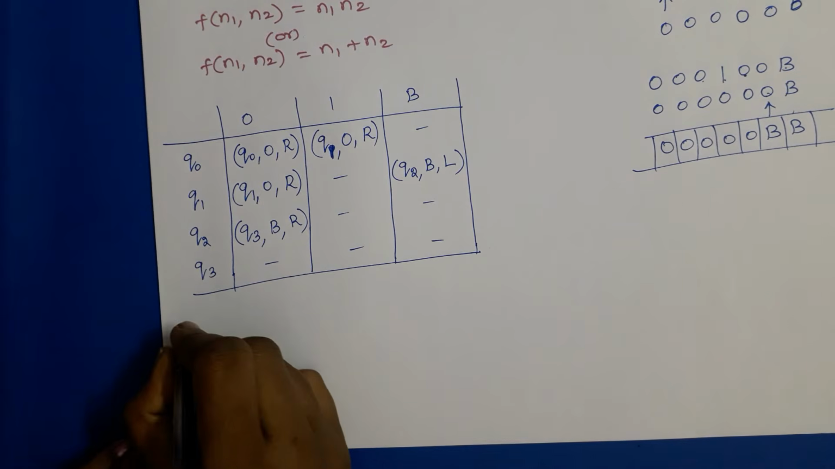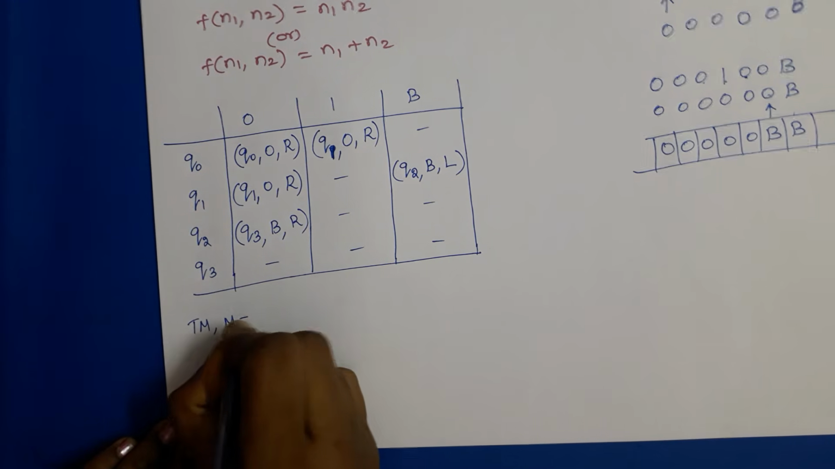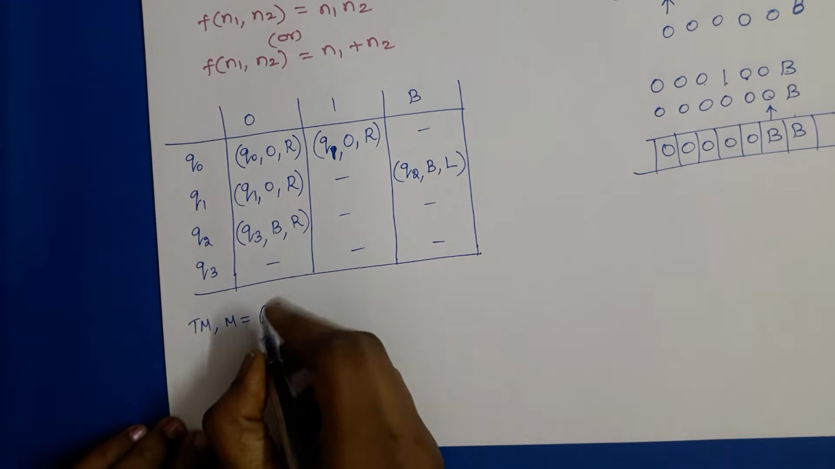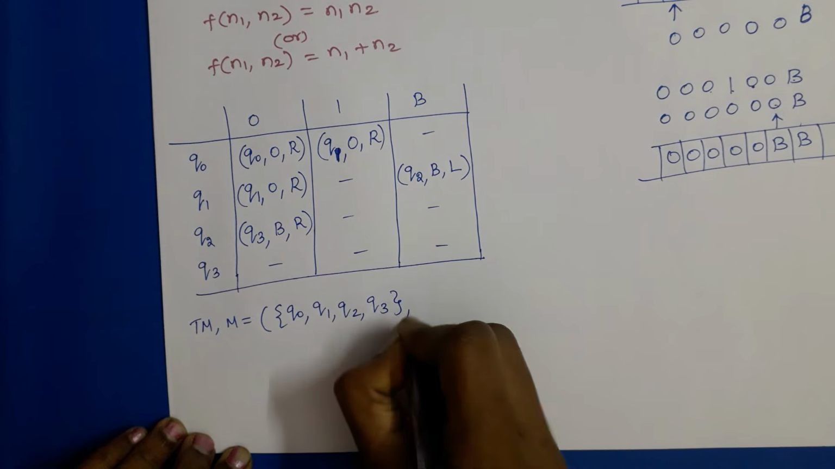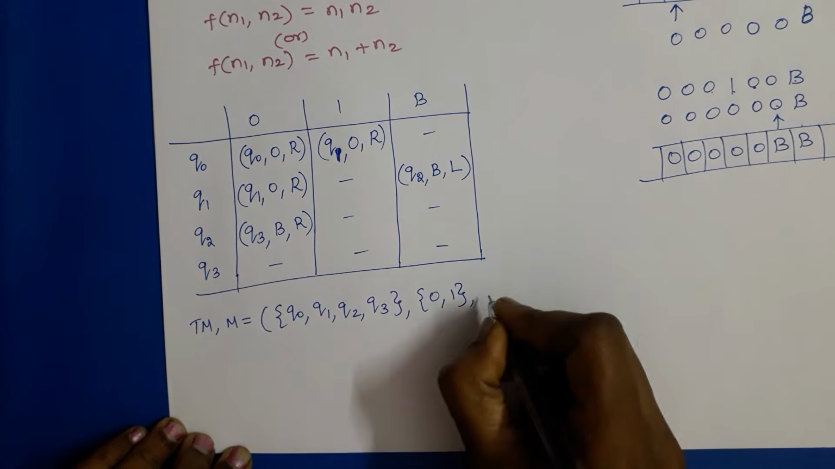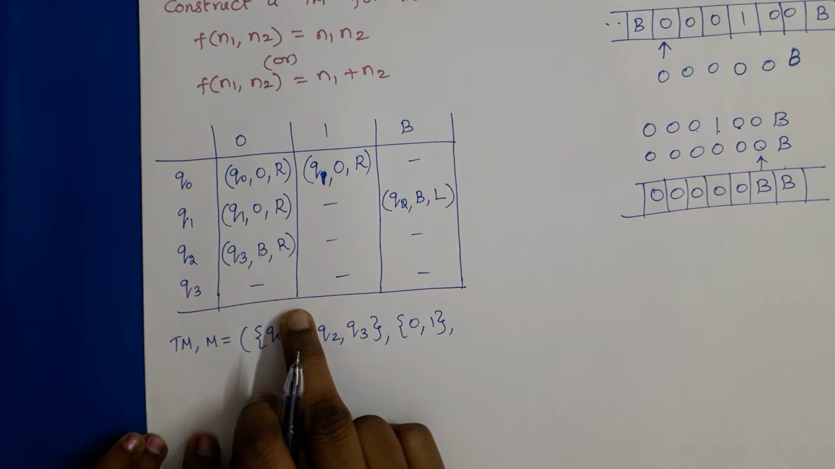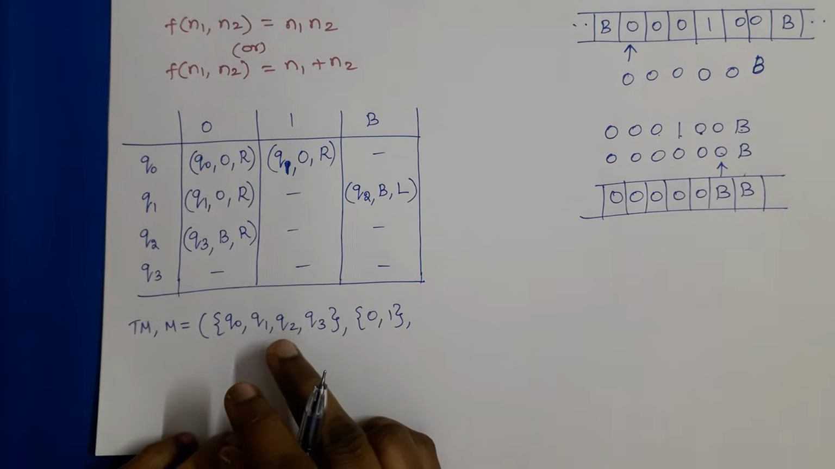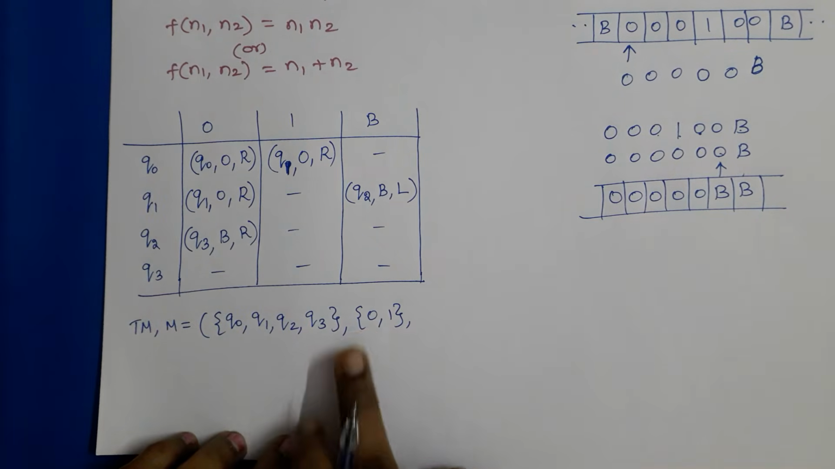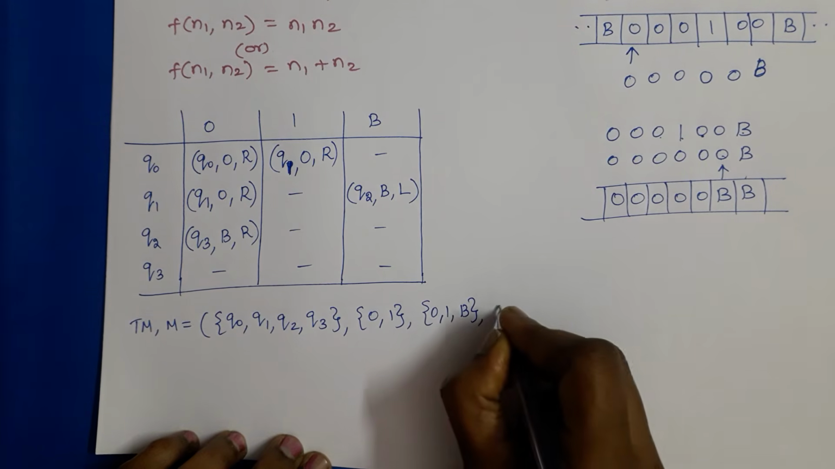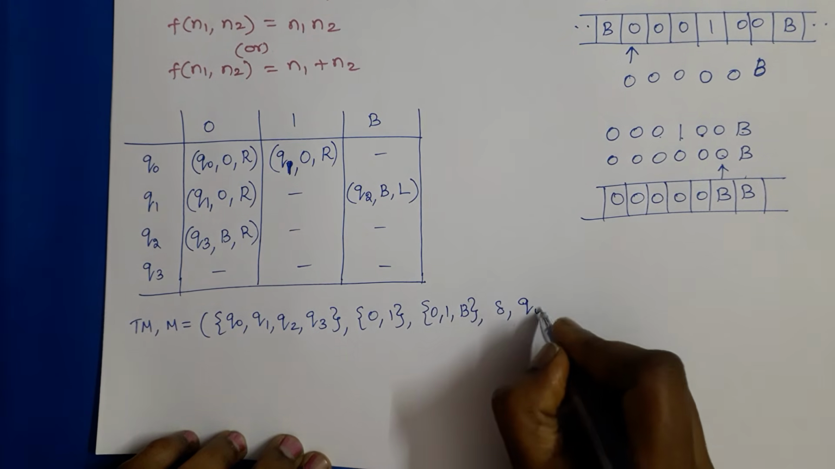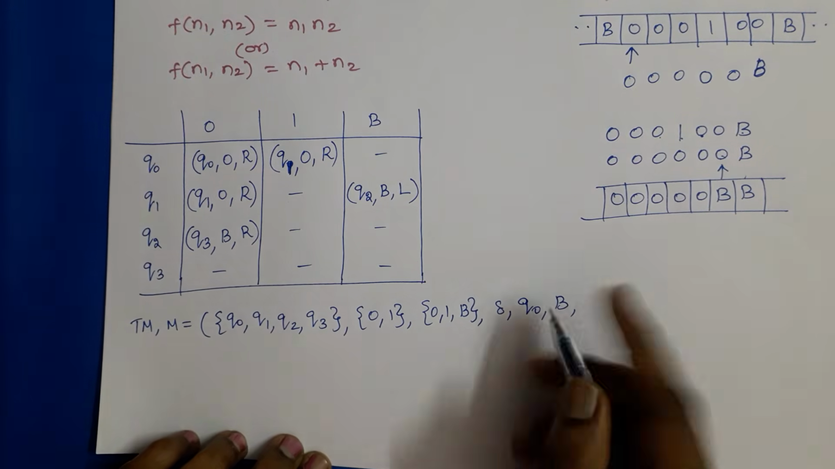Okay, so now we can write the 7-tuple notation. Turing machine M equals Q0 to Q3, Q0, Q1, Q2, Q3, and the input symbols are 0 and 1. And this is not the only way to do the concatenation. You can do your own method also. This is one way of concatenating two strings. Okay, so zeros and ones are the tape input symbols. 0, 1, blank are the tape symbols. Delta is the transition function. Start state is Q0. Blank is a special tape symbol, and the final state is Q3.